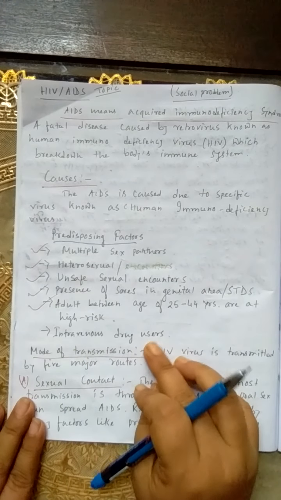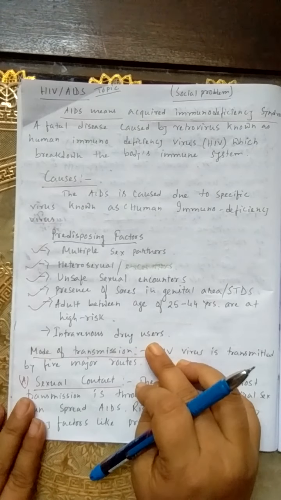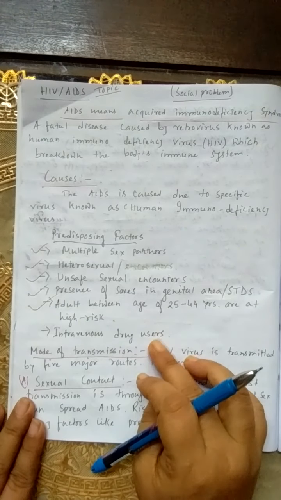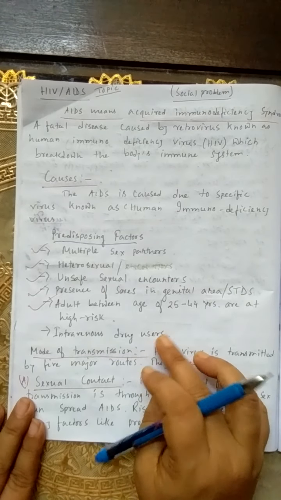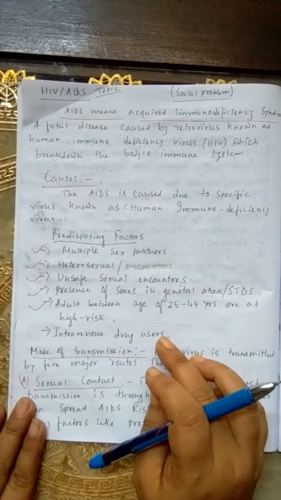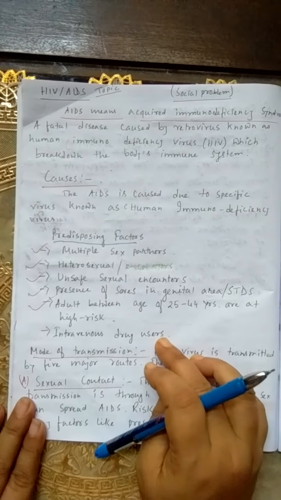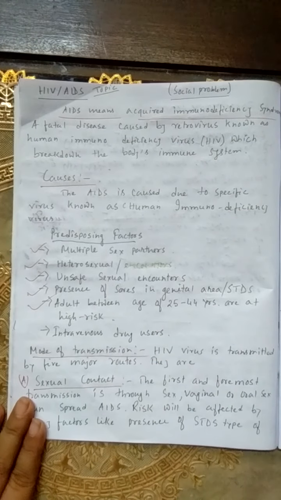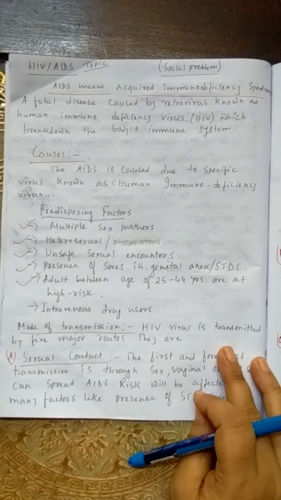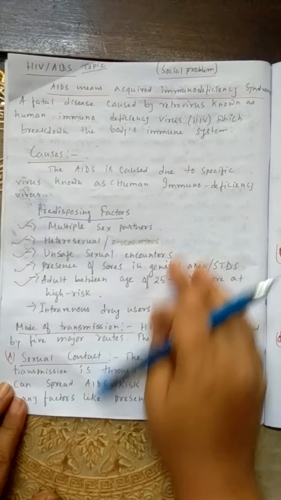Intravenous drug users. Intravenous drug users means those who inject drugs by syringe into their own vein. This is called intravenous drug use. These are some factors or causes of AIDS.